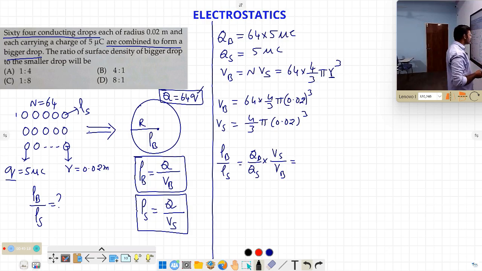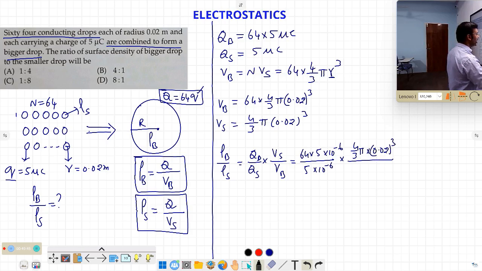If you substitute the values, what is QB by QS? The charge ratio is 64 into 5 into 10 power minus 6, by 5 into 10 power minus 6 for the small drop. Now what is the volume ratio? The volume of the small drop is 4 by 3 pi into 0.02 whole cube, by the big drop volume, which is 64 into 4 by 3 pi into 0.02 whole cube. We can do it in a short way, but just for understanding we are going in a deep way, otherwise we can go directly here.